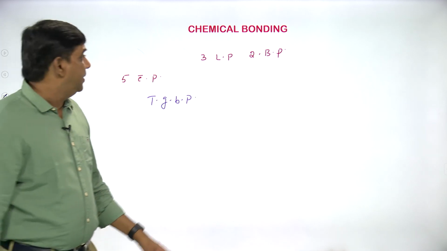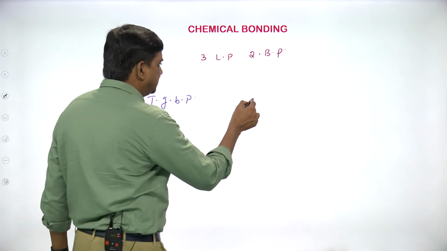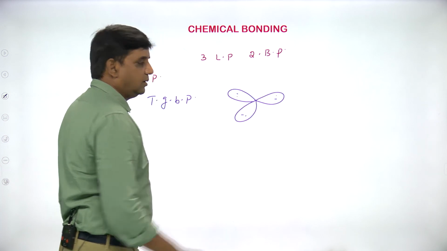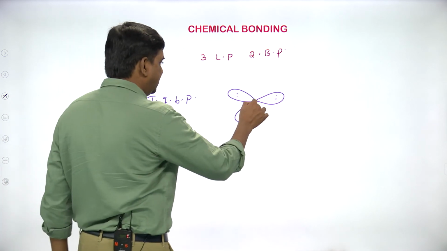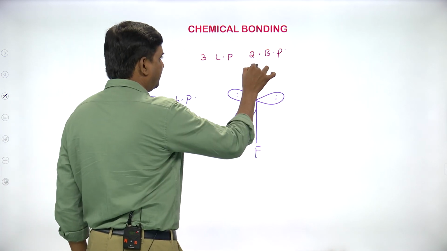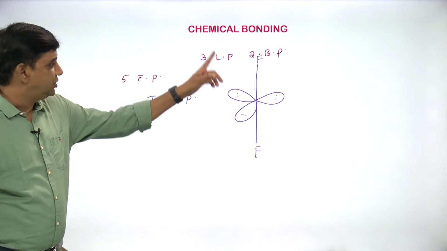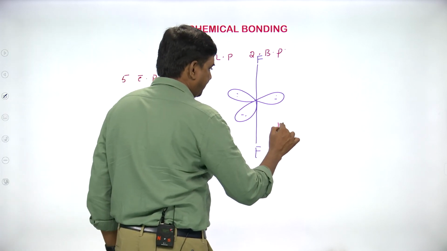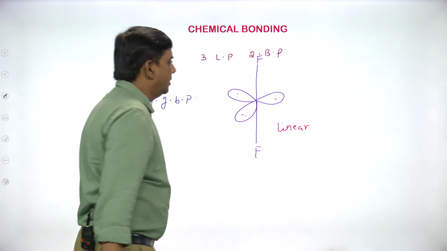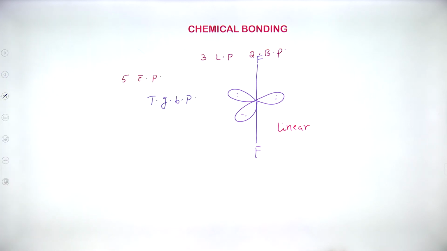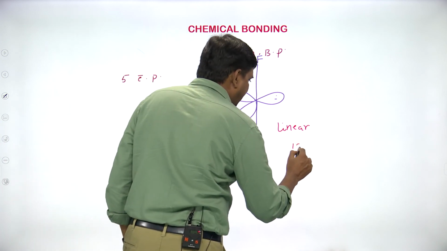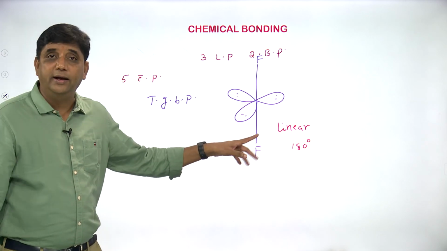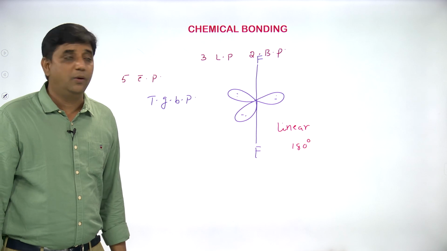But in this trigonal bipyramid, 3 are lone pairs. 3 lone pairs means the lone pairs will occupy only the equatorial positions. And if you see the bond pairs, then the shape would be linear. Linear shape means the bond angle would be 180 degrees. This is how they ask, students.